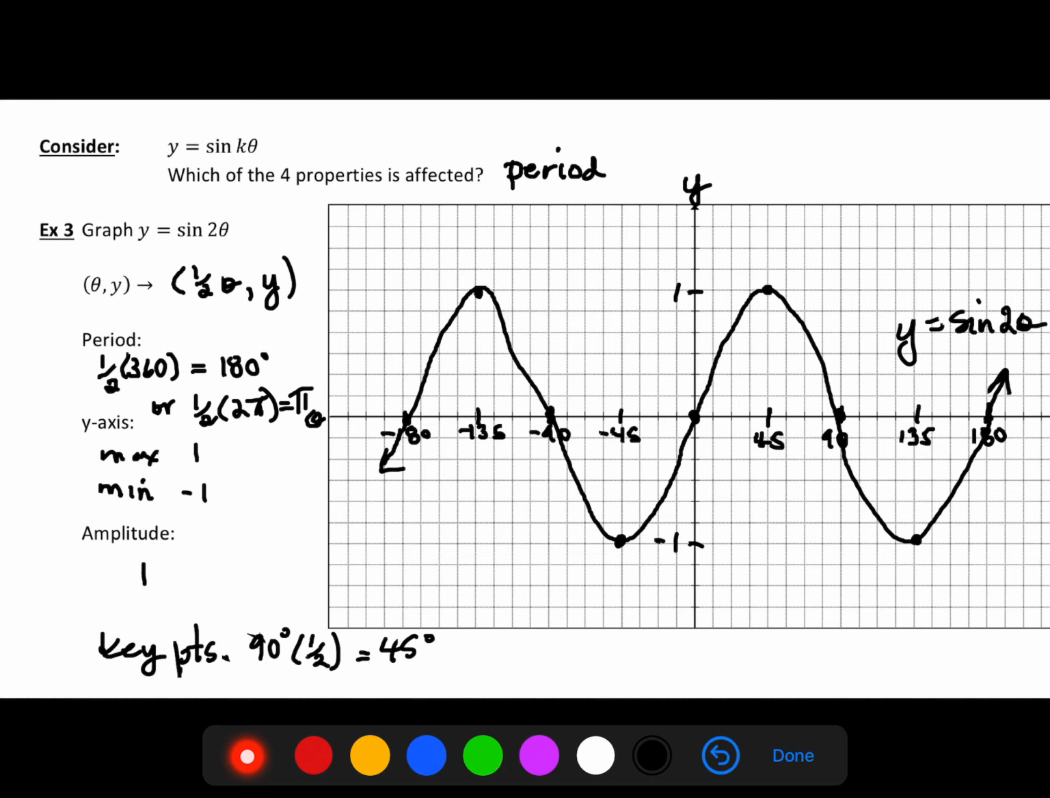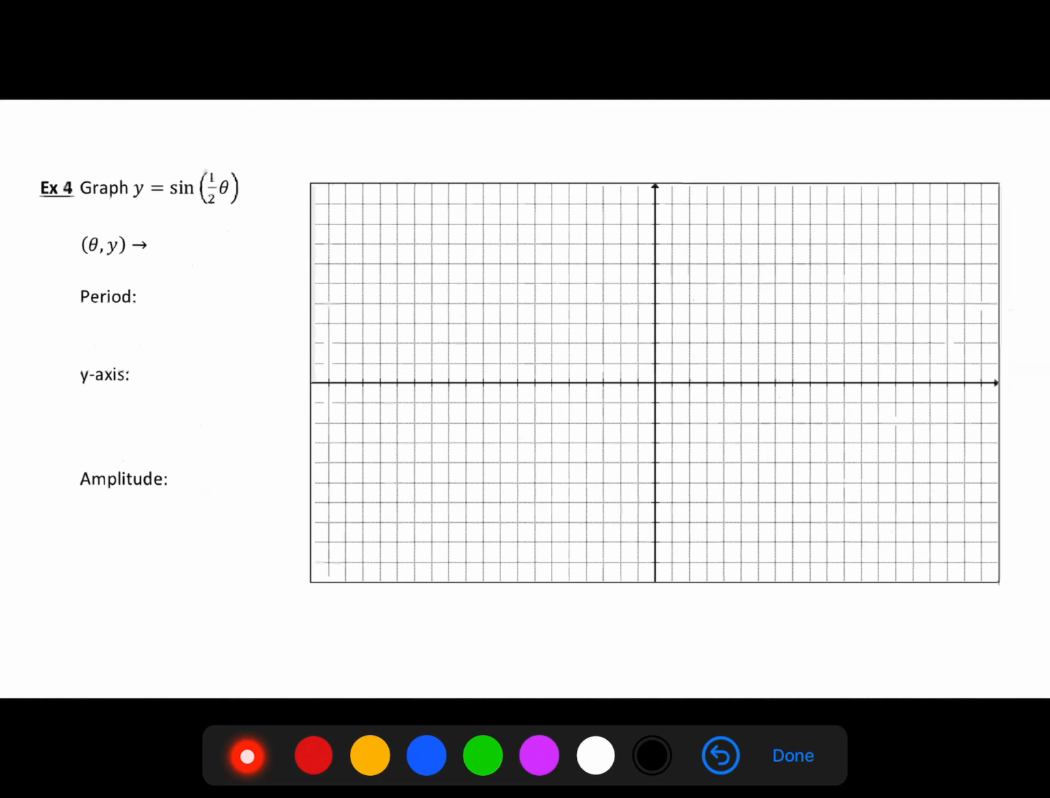Now, you'll notice that this looks exactly like the last two that we've graphed, but we have to pay attention that the scale is different. And when we have to come up with equations, that's what we need to pay attention to, and we'll get to that. Next one, we want to graph y equals sine 1/2 theta.